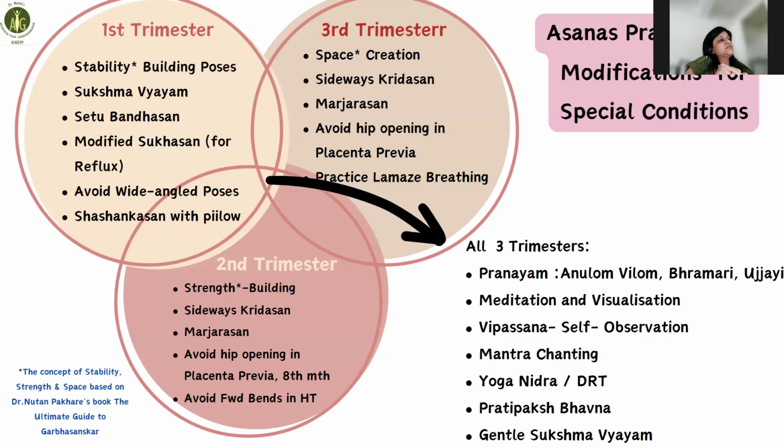Same goes with the third trimester, the space creation trimester, where there are issues like if you have a tendency, in your previous pregnancy, of premature labor, or if you have placenta previa, again, avoid the hip opening asanas. You can practice more of breathing techniques, more of relaxation and meditation. So for all 3 trimesters, this works well.